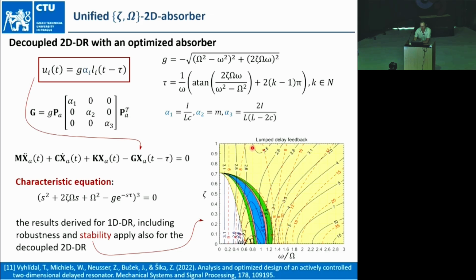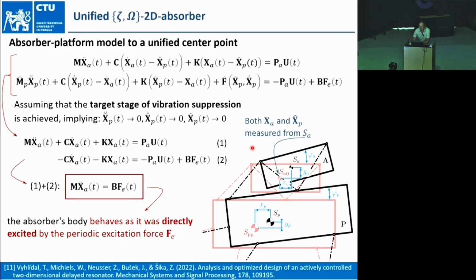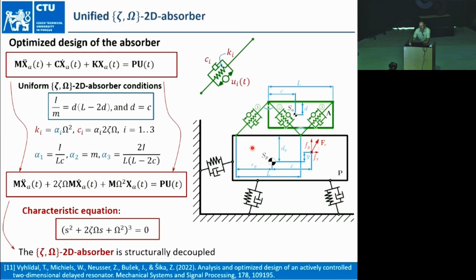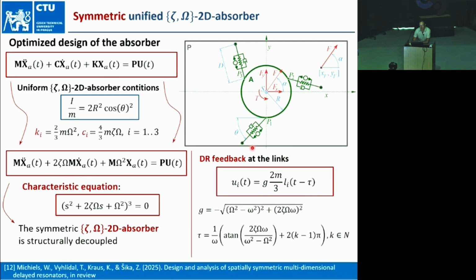Okay, on that problem, Wim Michels was working with us, and then he came with the idea. Why do you consider this asymmetric configuration, which is actually sort of natural from the mechanical engineering point of view? Why don't you use something which is symmetric? And of course, it's much better to do that, which we showed in the subsequent analysis.